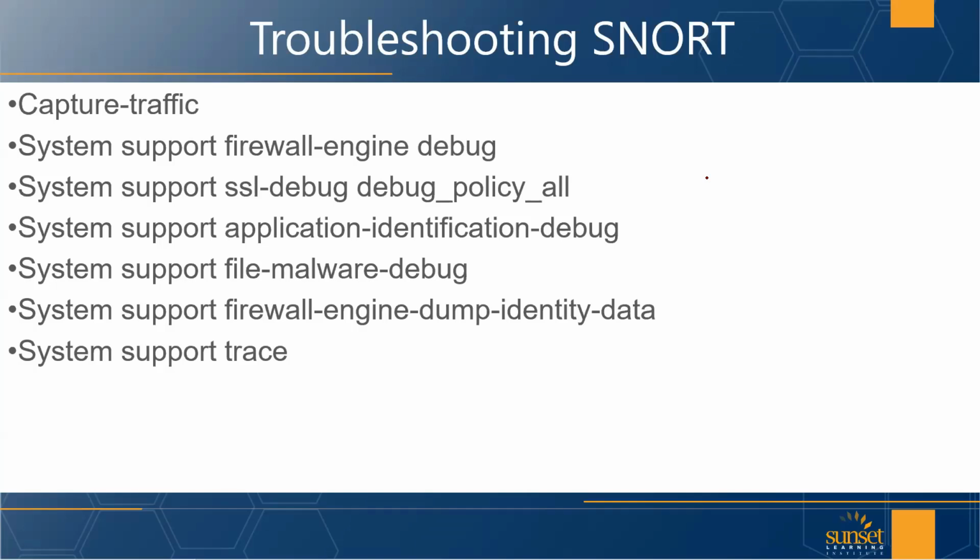Okay. If I want to look at my SSL, we have the SSL policy debug. Application, again, if I'm looking at my layer 7 apps. File and malware. Once again, as the SNORT engine is checking the malware, we can do that. Firewall engine dump identity data if we've got the identity going. And the system support trace basically traces it through the system, and we can number those packets also.